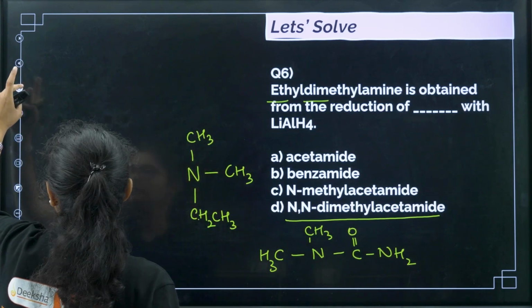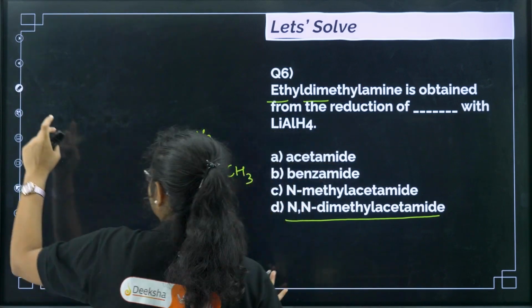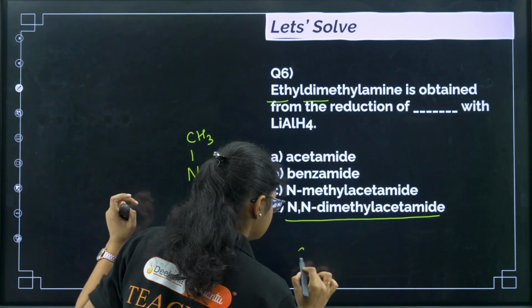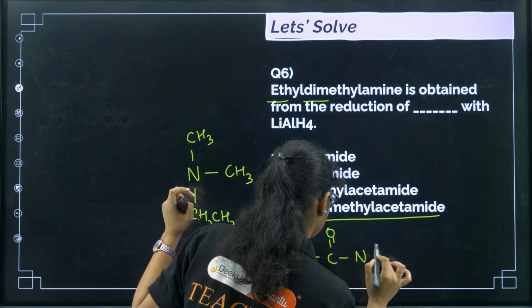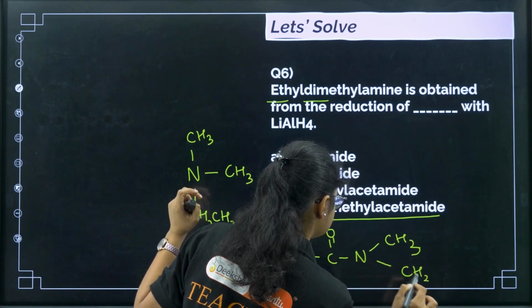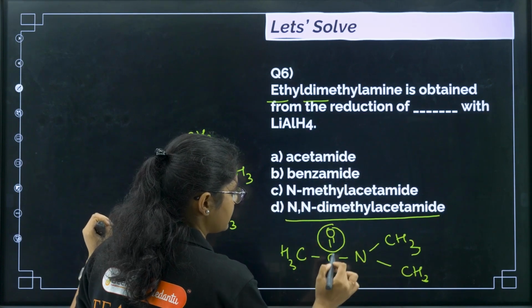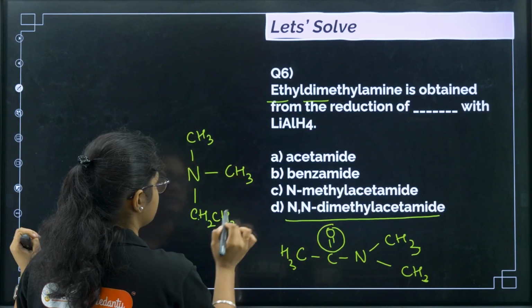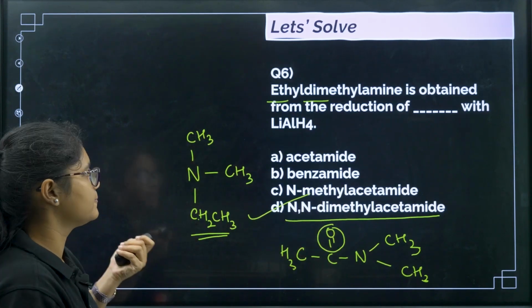Okay, sorry, one second. This is not the structure. N,N-dimethyl acetamide, right? So we have this CH3CO, then you have N, and then CH3, CH3, right? So this is N,N-dimethyl acetamide. If you reduce this, this one will get converted to CH2. So we will get this compound, right? So the correct answer for this question is option number D.